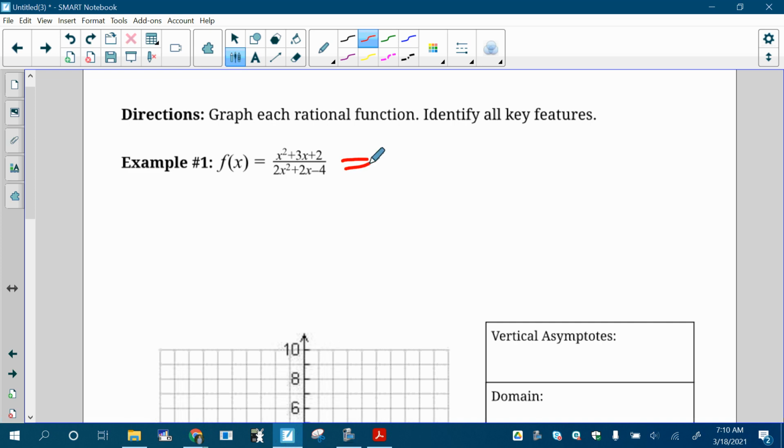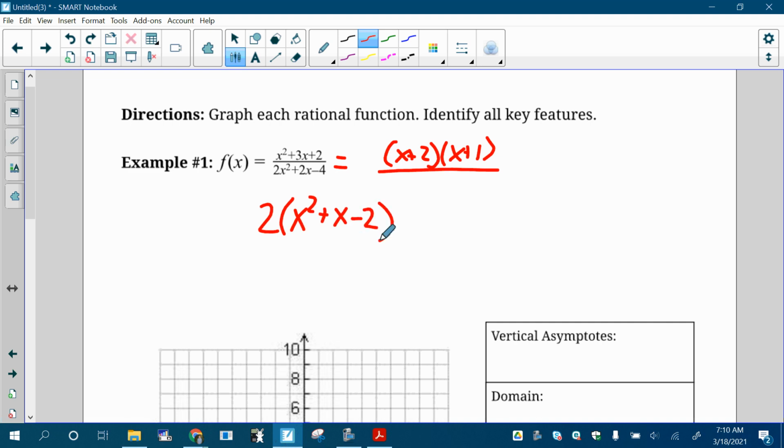What multiplies to 2 and adds to 3? 2 and 1. I'm going to factor the bottom. I'm going to take out a greatest common factor because they all have a 2 in common. That leaves x squared plus x minus 2. What multiplies to negative 2 and adds to 1? 2 and negative 1. And I get this. I think you guys are good with the factoring.